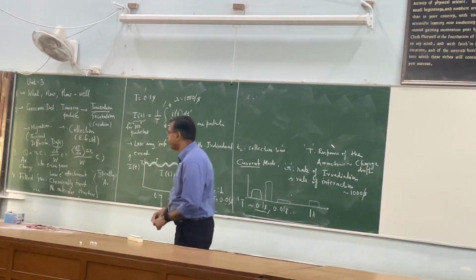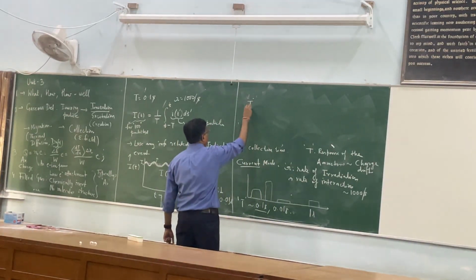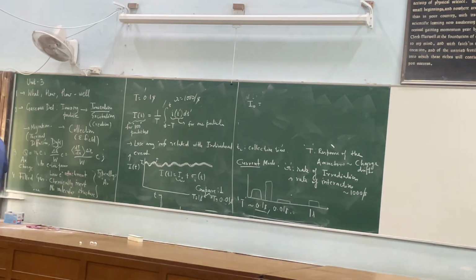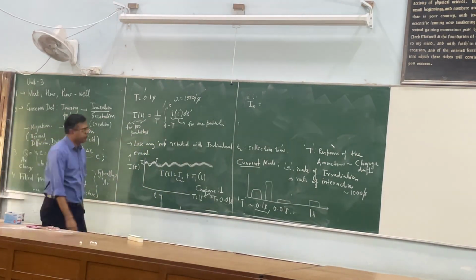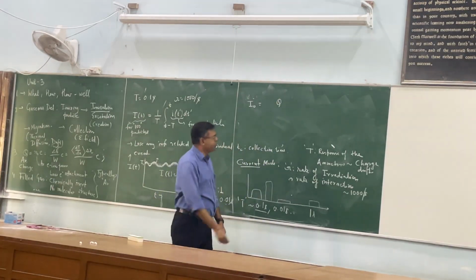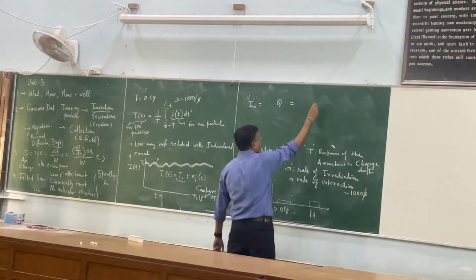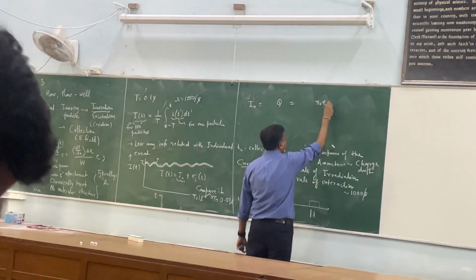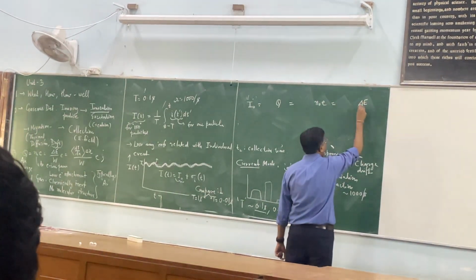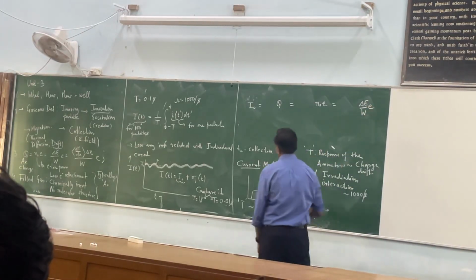Which is the average current? It should be related with average charge. We already know what is the average charge. So of course it has a term which is Q, which is basically equal to N naught E, which is basically equal to delta E over W times E.